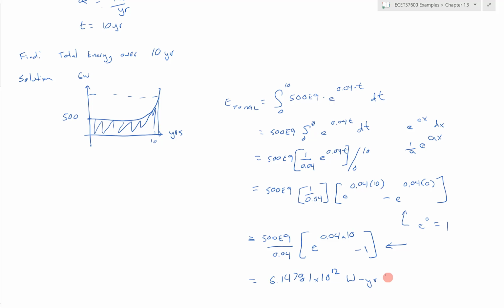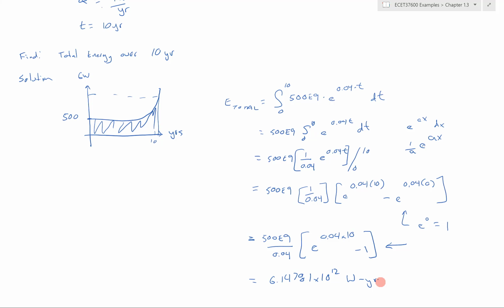So where did that come from? Well, remember what's going on in the growth, the exponential here. All of this cancels out. This is 0.04 per year times 10 years, so no units up here. You take the exponential of that, nothing happens with units. So the quantity inside the brackets here is unitless. Over here we have to remember that this is watts over percent per year. Percent is just a number, so we take watts divided by 1 over years and we get watt years as the units here. And that's obviously not what we wanted.